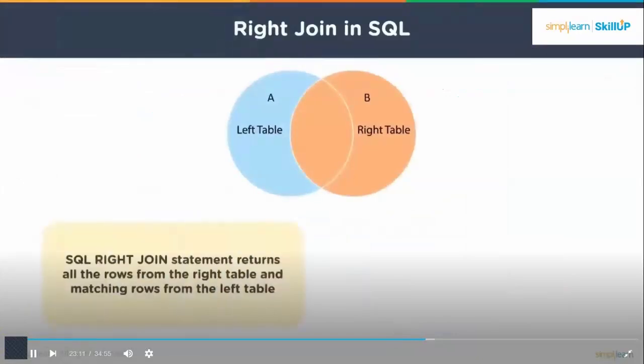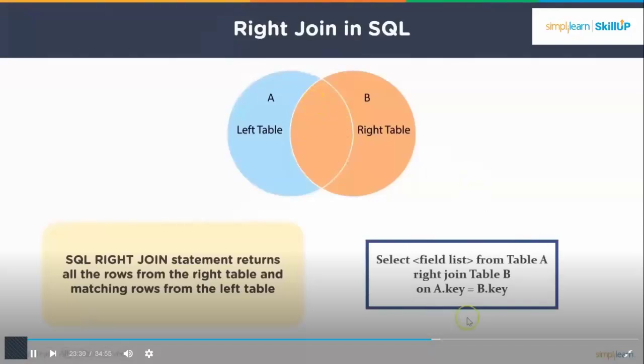Okay, now talking about right joins. The SQL right join statement returns all the rows from the right table and only matching rows from the left table. Here you can see we have our left table as A and the right table as B. So the right join will return all the rows from the right table and only the matching rows from the left table. Now talking about the syntax, here you can see we have the select statement, followed by the list of columns that you want to choose, from table A, right join table B on the common key column from both the tables.